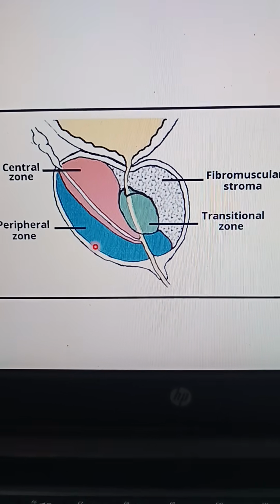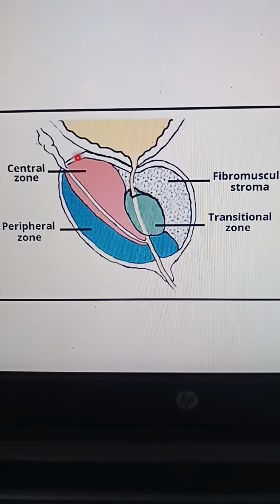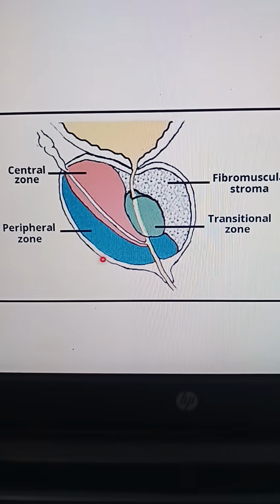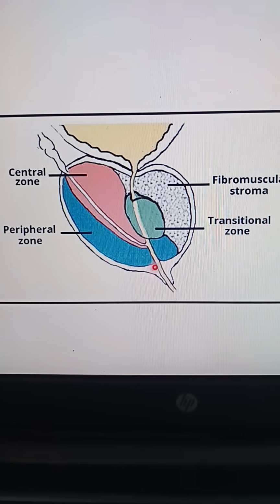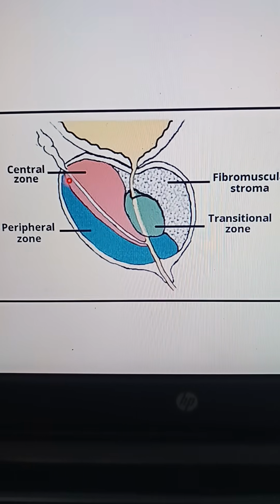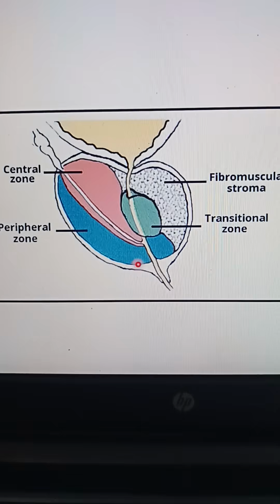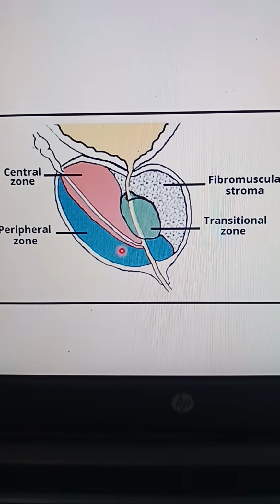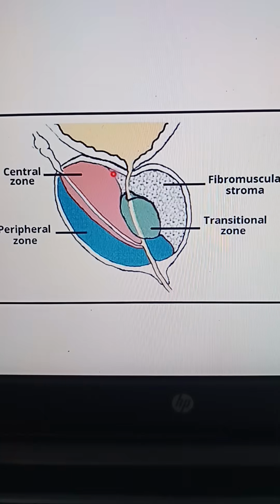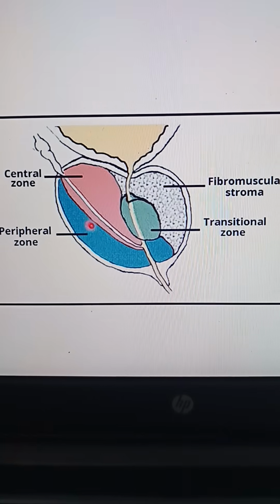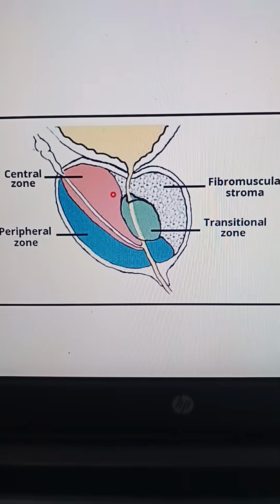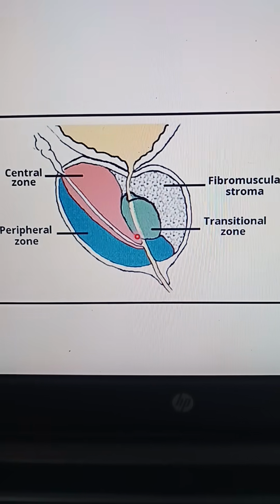So here there is an interesting arrangement which I noticed: you can make out three cups. The larger cup is located posterior most. See, that is the peripheral zone. So posterior most is the peripheral zone, followed by the intermediate cup shaped, that is the central zone here, followed by a smaller cup or the transitional zone.